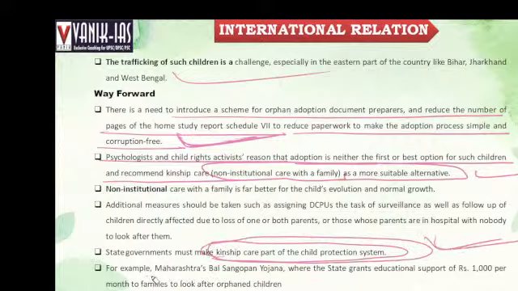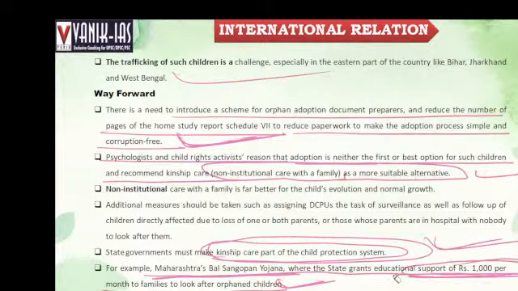For example, the Maharashtra Bal Sangopan Yojana, where the state grants educational support of 1,000 per month to families looking after orphan children.